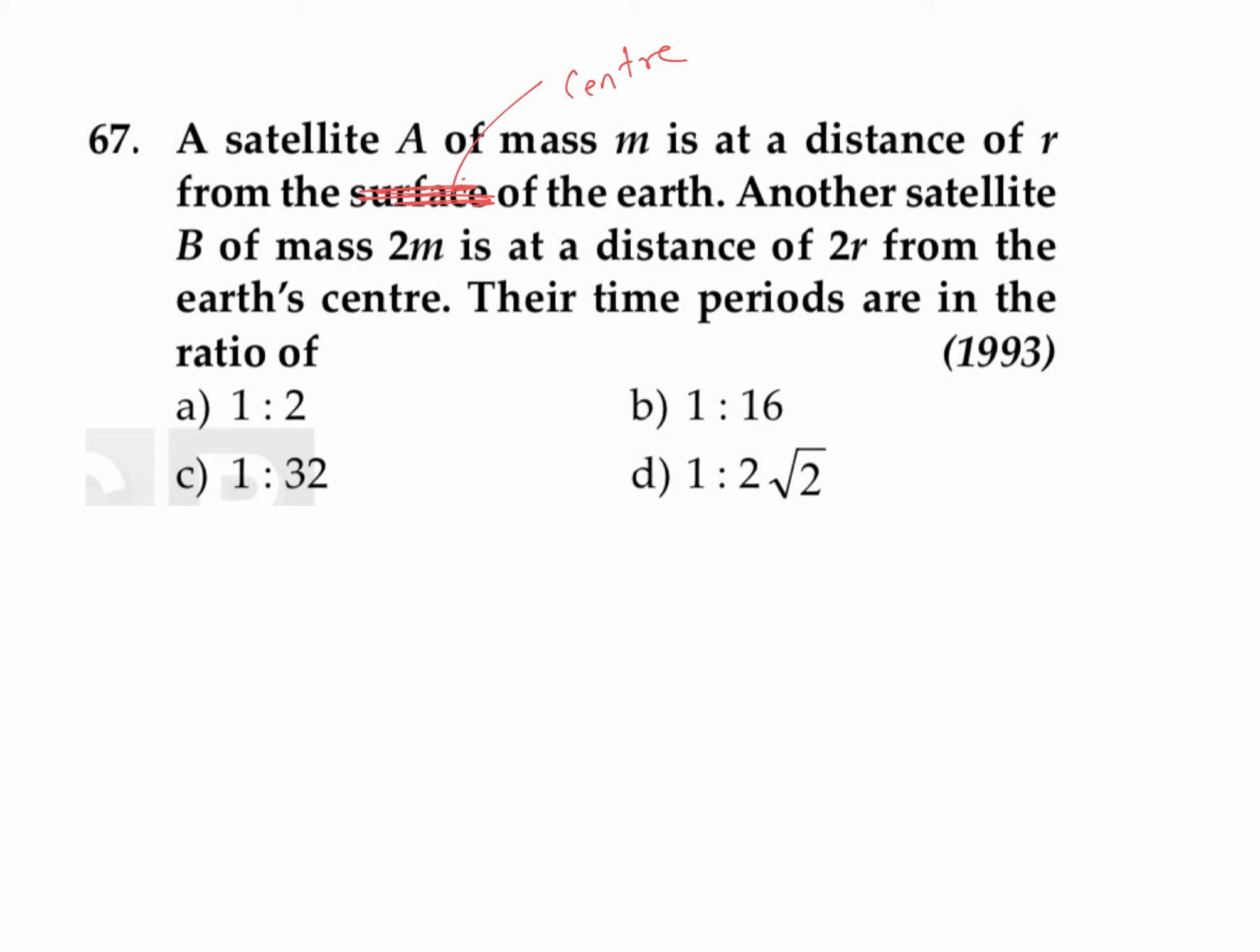from the Earth center. So we have to find out the value of the time period in the ratio. So we know that time period does not depend upon mass. Time period depends only on the orbital radius. So the relation is T squared is directly proportional to r cubed. So we can write T is directly proportional to r raised to 3 by 2.